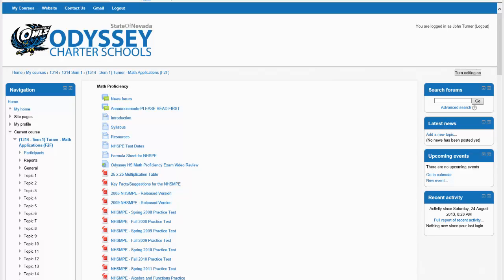Now, even though the names are different, the classes are the same. And as you can see on your screen, we have the Math Applications up. The Math Concepts is exactly the same. And we're going to walk our way through this. The idea of the class, the purpose of the class, is to prepare the students for the proficiency test by practicing test-taking strategies and discussing test topics in math that will be on the test.